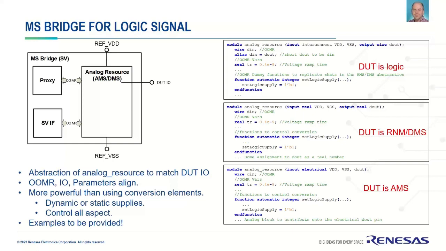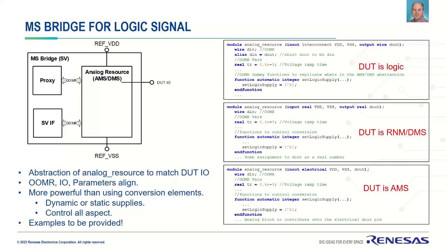So at the top here, on the top right, I've got an analog resource, and I've assumed that the dot pin is discrete, it's logic. So I've got a wire input called D in, and basically I've used the alias command to short D in to D out, because there's no conversion needed. But I've had to leave all the functions and all the other variables that might be used if the resource was DMS or AMS in there.